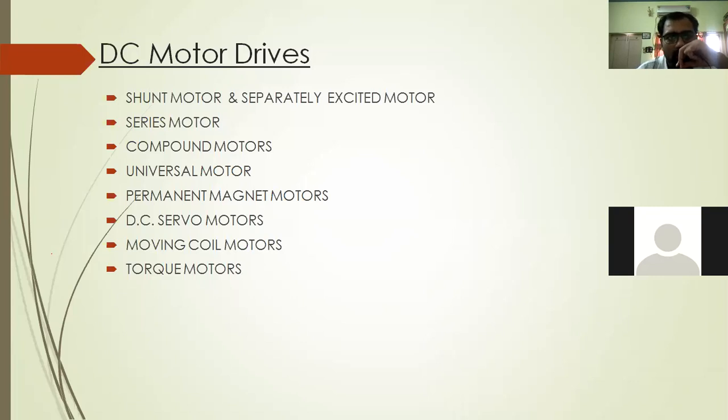Some of the motors we are going to have under the DC motor drive are the shunt motor, separately excited motor, series motor, compound motor, universal motor, all these types of motor. But here we are going to study the shunt motor, series motor, and the compound motor. How the characteristics differ for shunt, series and compound, and how they are suitable for our purposes.